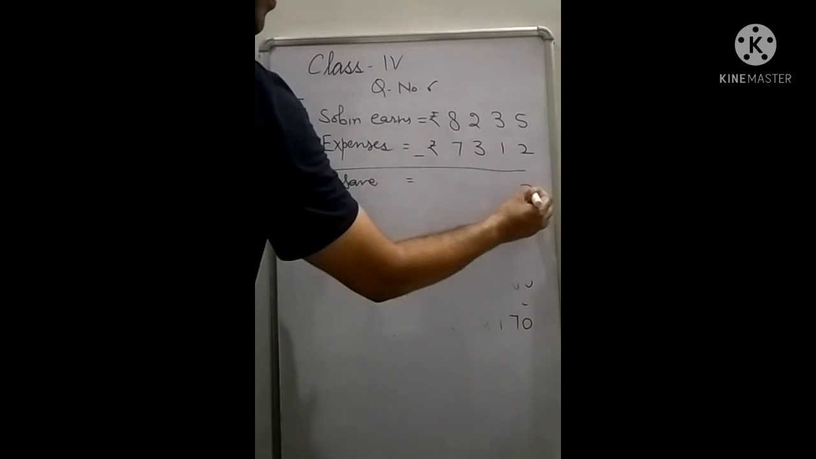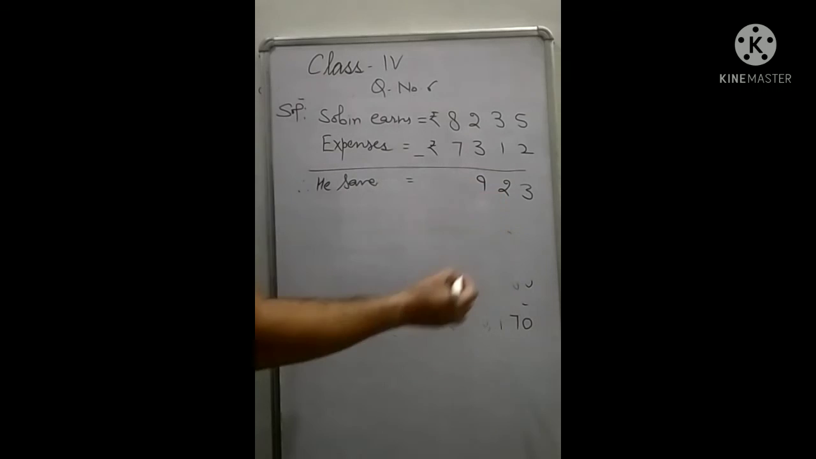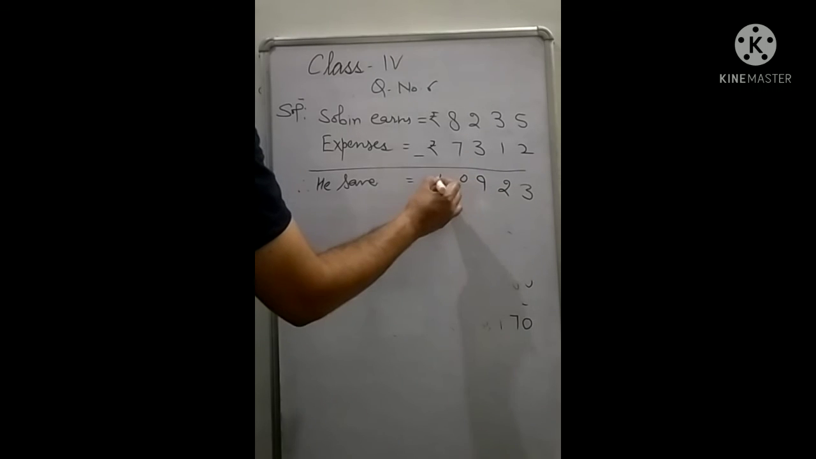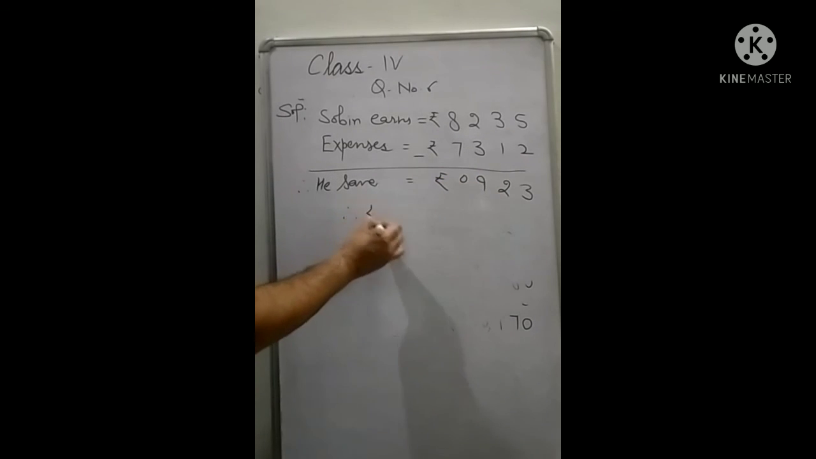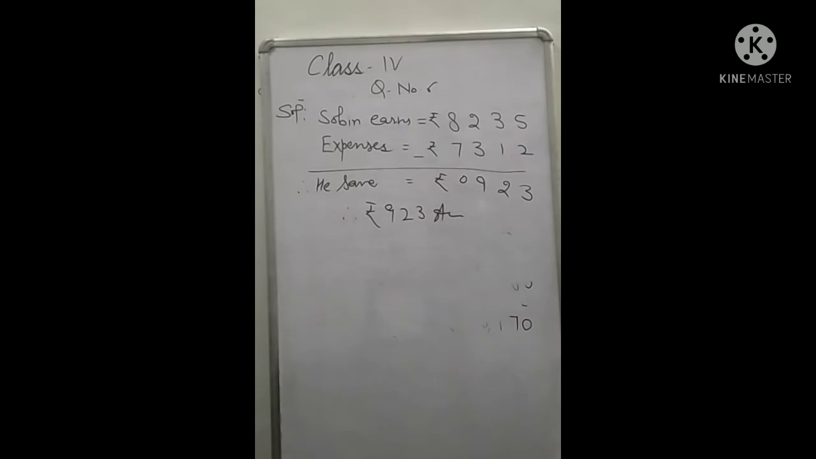Subtract 2 from 5, it will be 3. Again 2, now take a borrow. So how much is left? 9, and here 0. So therefore it is rupees 923, that is the answer. So this is for the day.